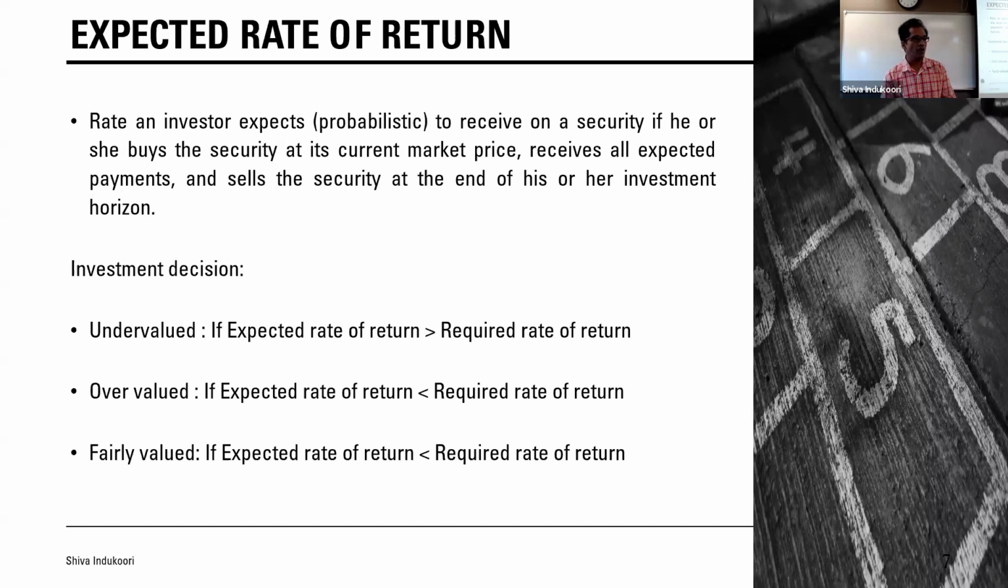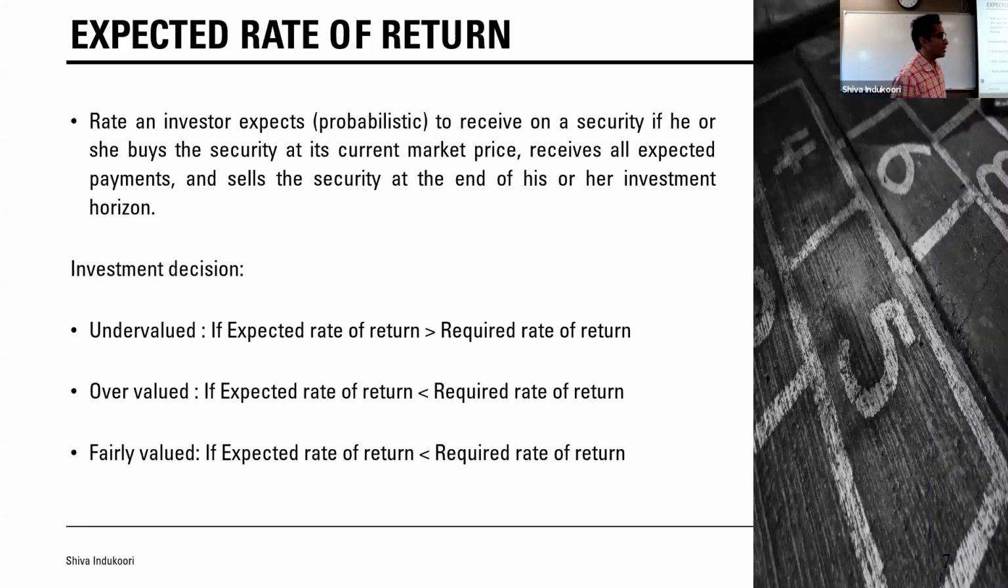Okay. So overvalued means you want 5% and it is giving you only 3.5%. You don't buy it. And the other way, you want 5% and some bond is offering you, say, 6%. It is undervalued. You go for it. You invest in it. That's how you make the investment decisions. So I think fairly valued, required rate of return and expected return, they are the same.